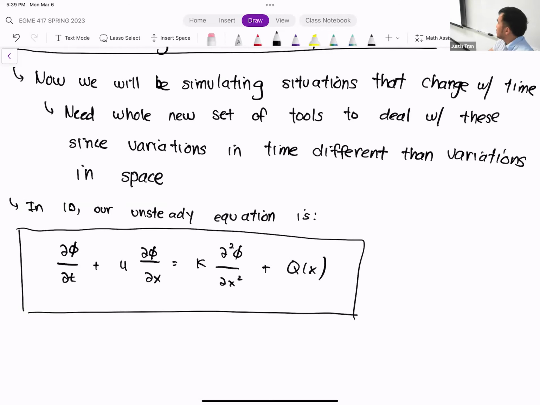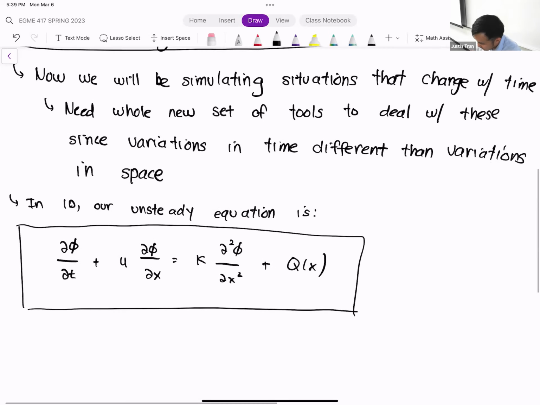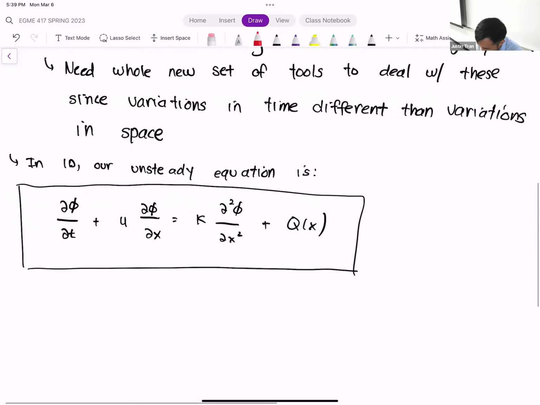Our differential equation, the equation that we're solving, grows with every lecture. Let's go ahead and label these terms. First we have partial phi, partial t. This is our unsteady term. We know that's the unsteady term because it's the only derivative with respect to time.